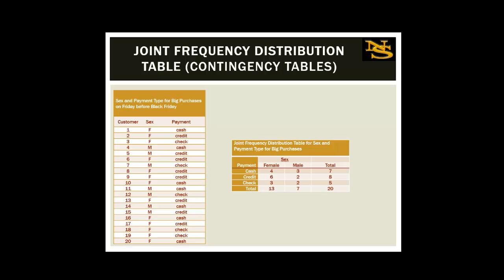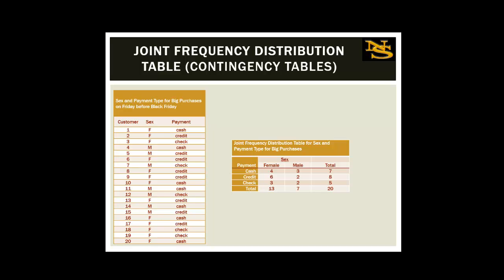So just to break this down, 4 females paid with cash. If we go over here and look, we see, okay, that first female paid with cash. We go down, we see another female that paid with cash, another female that paid with cash, and then at the bottom, that female paid with cash. So that's where that 4 comes from.